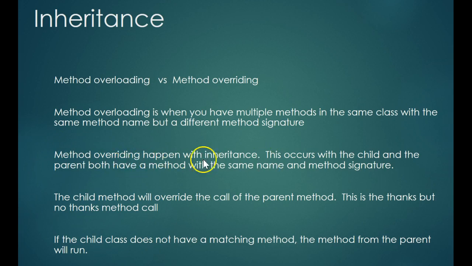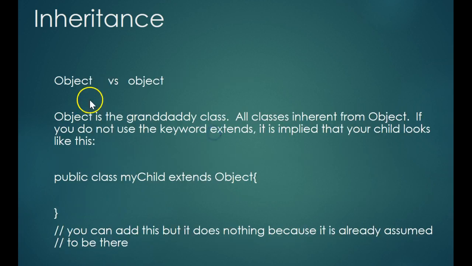Method overriding happens only when you have inheritance or when you are extending a class. This occurs when the child and the parent both have a method with the same name and the same method signature. So that same method exactly, name and signature, exists in both classes. The child class will override the call of the parent method. Archibald calls this the thanks but no thanks method call. So there is a toString, for example, in vehicle, but when there's a toString in car, car doesn't use the toString in vehicle. It says, thanks, but I'm going to use my own. But if the child car does not have a matching method, then the method from the parent is run.